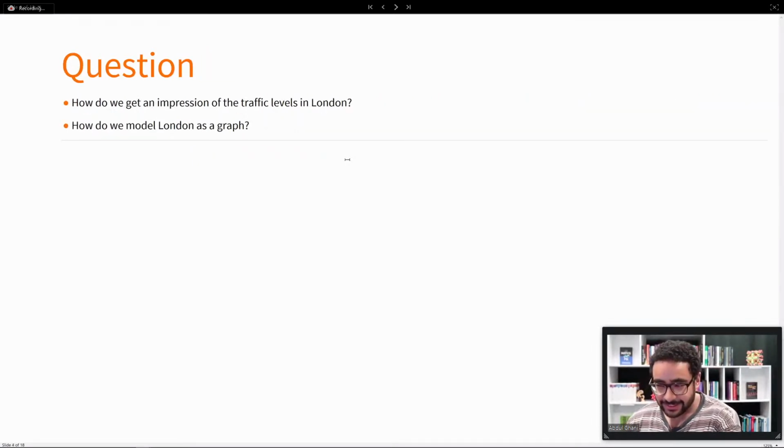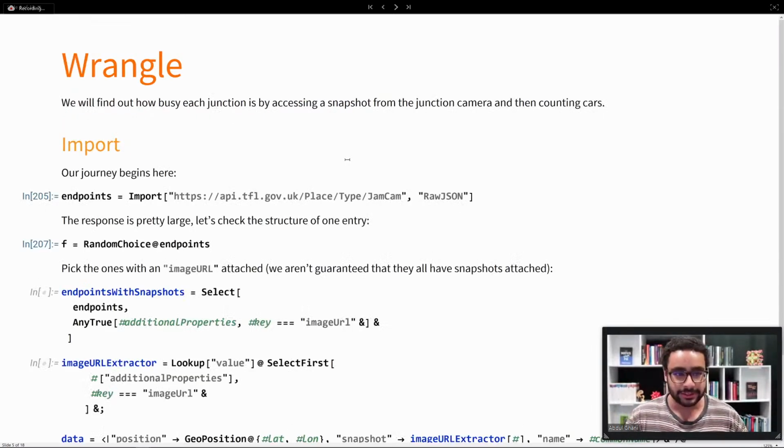Okay, so there's at least two questions. In order to answer the question, how do you get around London whilst avoiding cars, we're going to answer at least these two questions. First of all, how do we get an impression of how many cars there are at different points anyway? I mean, I'm in Oxford, you guys might be anywhere. How do we understand what cars are doing in London? And then secondly, how do we actually get a graph of London? We'll address both these questions.